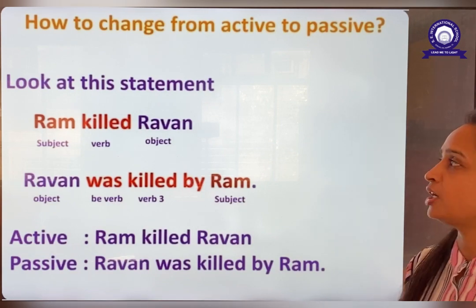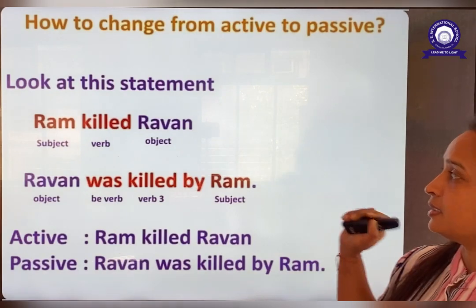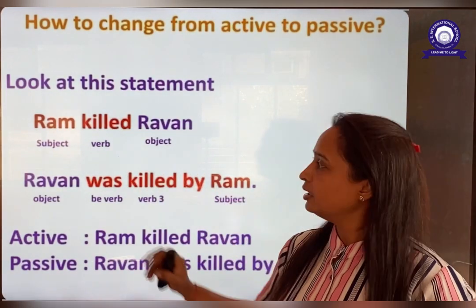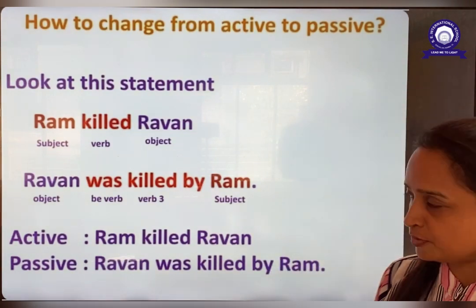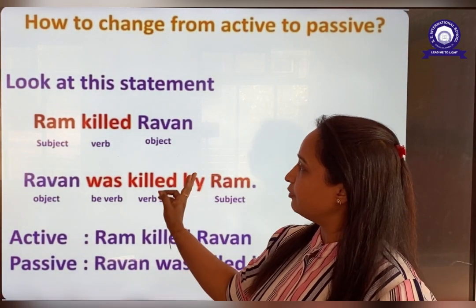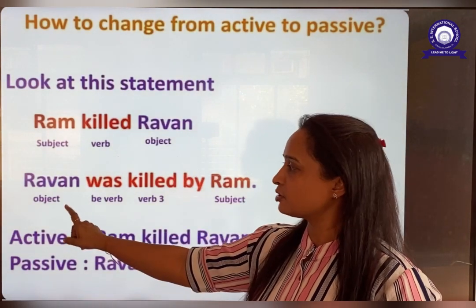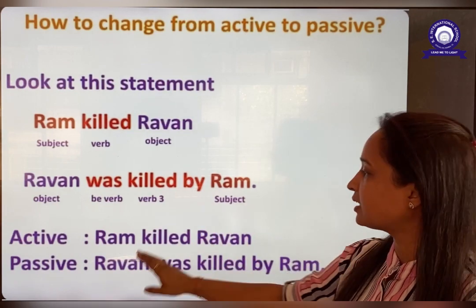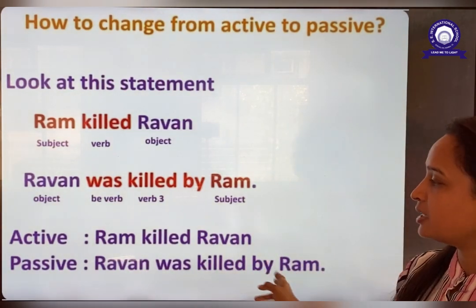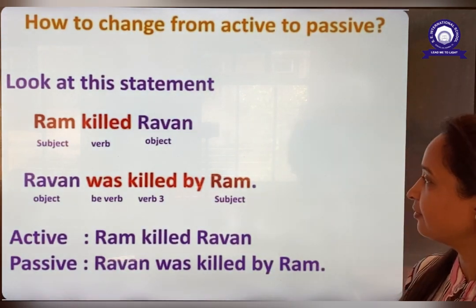Now how to change active to passive? Look at this sentence. Ram killed Ravan. Here Ram is the subject, killed is the verb and Ravan is the object. To change this into passive form, my object comes first. So Ravan was killed by Ram. Okay. So active is Ram killed Ravan, whereas passive is Ravan was killed by Ram.